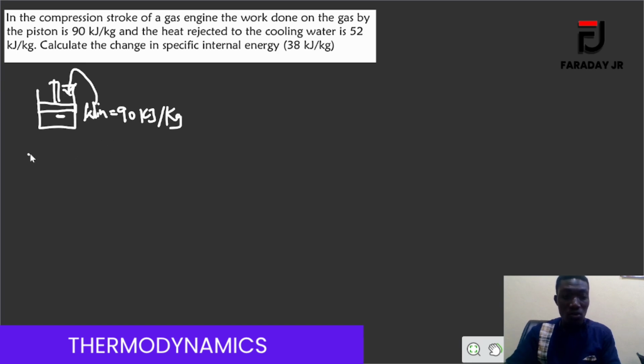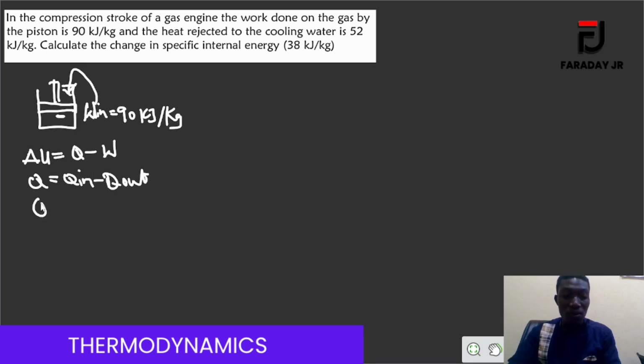So we know that the question is demanding the change in specific internal energy. Whenever you hear specific, it means it is divided by mass, 1 kg of mass. So from the first law, the equation is change in U is equal to Q minus W, or heat minus work done. Then we need to find our Q, which is equal to Q in minus Q out, whenever you want to solve this.